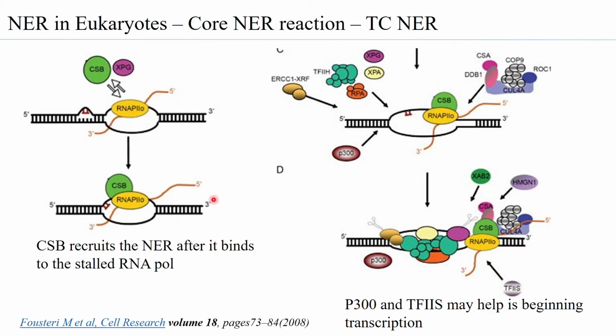So the only difference between the transcription coupled NER and the global genome NER is in the initial phases, where CSA, CSB, XAB2 along with HMGN1 are involved. This HMGN1 is responsible for making the DNA a chromatin again, or for basically associating with the chromatin, enabling the NER system to function properly.